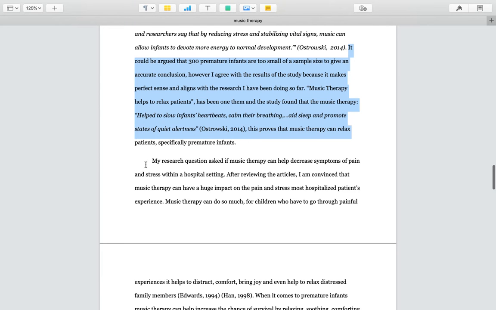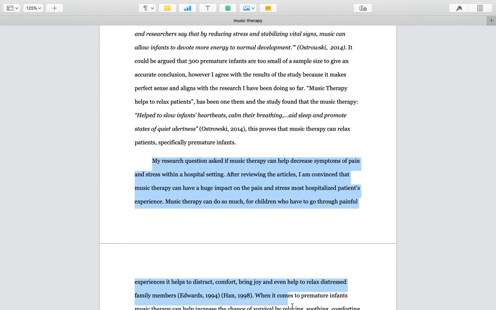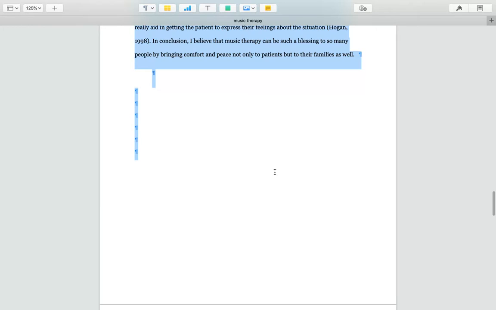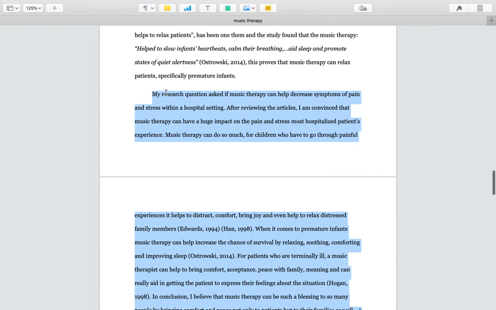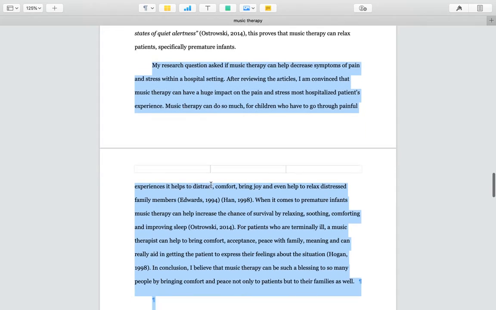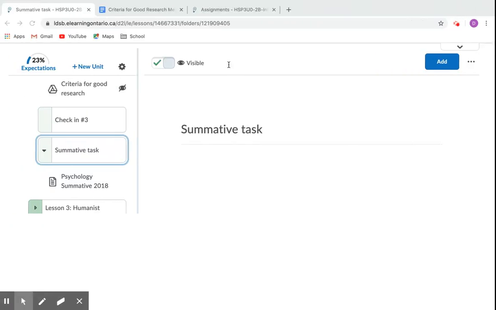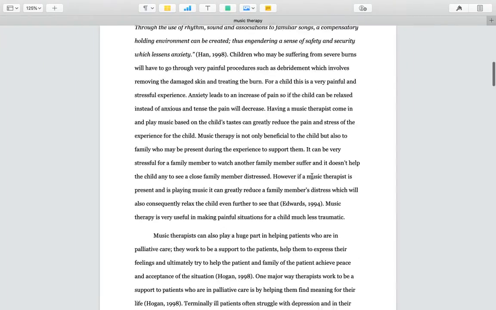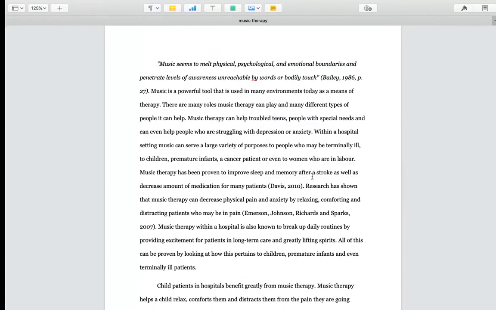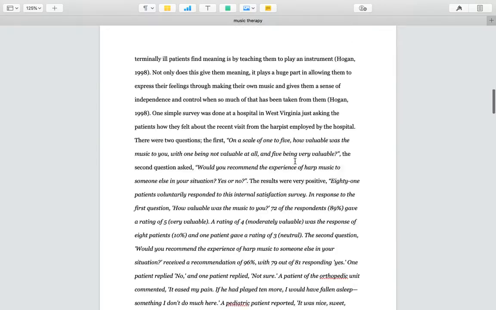Your thesis, you don't need one, or like at least you don't need to mention your conclusions until the very end. So at the very end, my research question asked if music therapy can help decrease symptoms of pain and stress in the hospital setting. And after reviewing the articles, I'm convinced that it has a huge impact on pain. And then explains why, and then gives again some questions on why. So that is some suggestions on how to look for and think about your research.